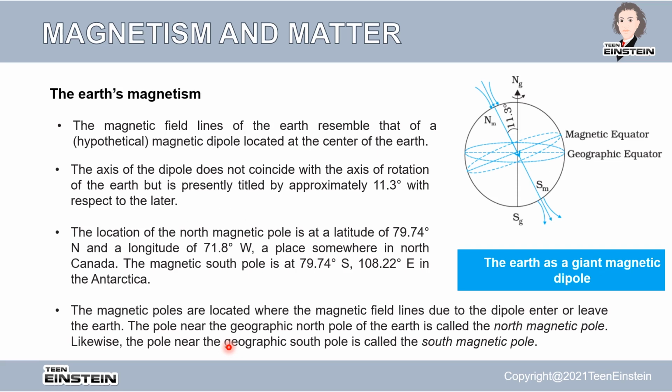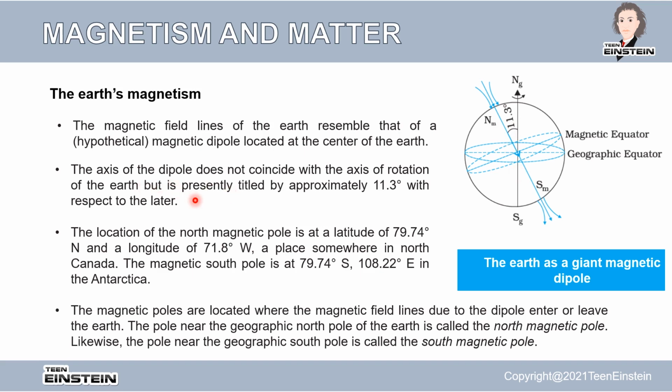Okay. Now let's just have a look at what is Earth's magnetism. So in the introduction, we discussed that Earth acts like a big magnet. So now let's look into it more. The magnetic field lines of the Earth resemble that of a hypothetical magnetic dipole located at the center of the Earth. So if you look at the magnetic field lines that are coming out of the Earth, it can be equivalent to what happens when you keep a very big magnetic dipole inside the core of the Earth. So the magnetic field lines resemble that.